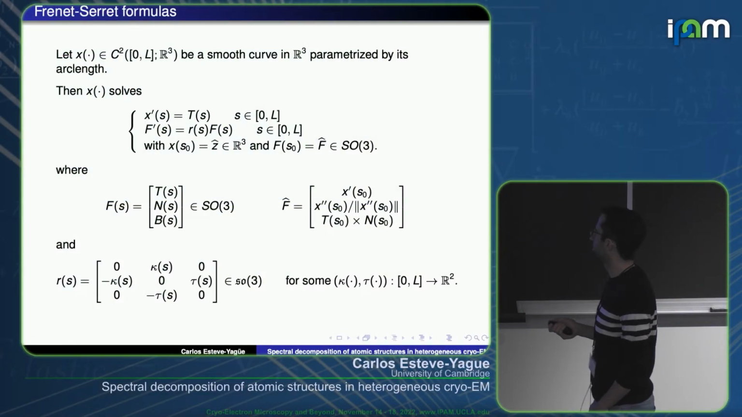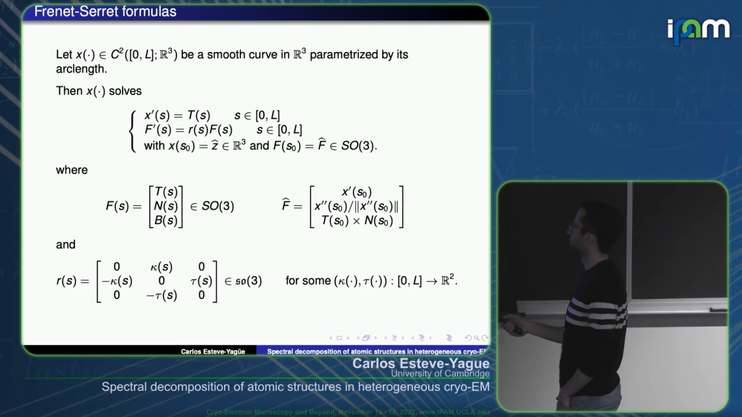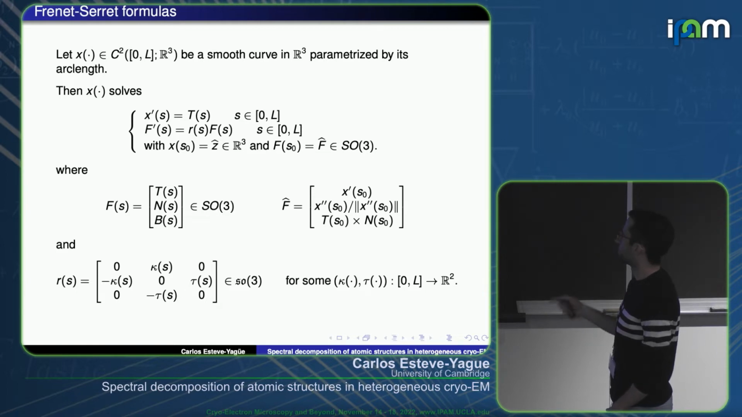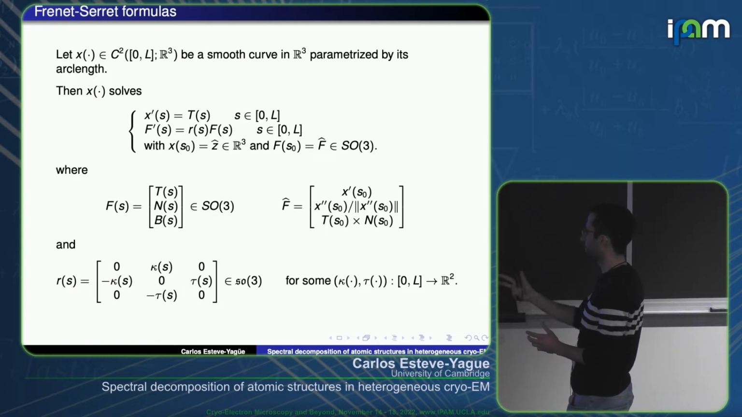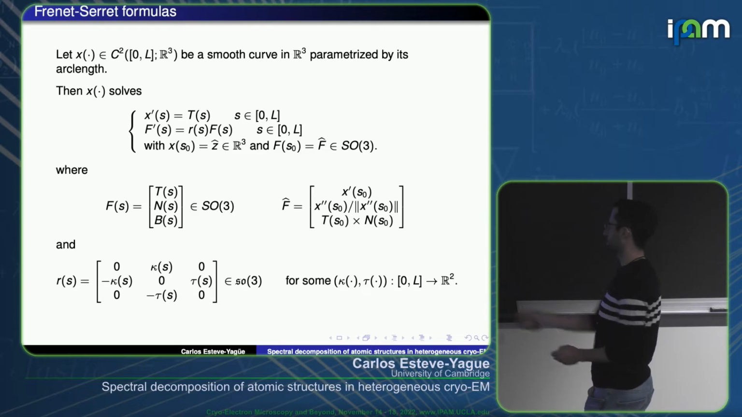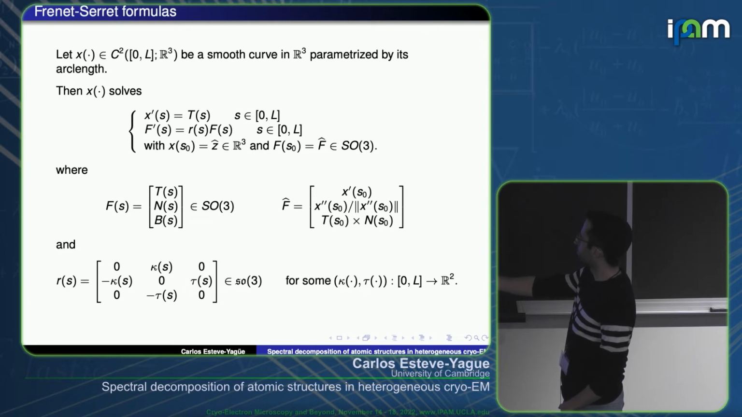So the idea is very simple. It says that any smooth curve in R3 can be represented using an ODE of this form, where T is the tangent vector of the curve at every point, and F of S is the so-called Frenet frame, which represents the orientation of the curve at every point of the curve. And this Frenet frame solves this ODE, and it gives you a trajectory in SO3 because it's like an orthonormal basis which is varying.